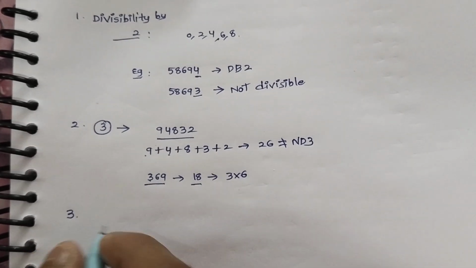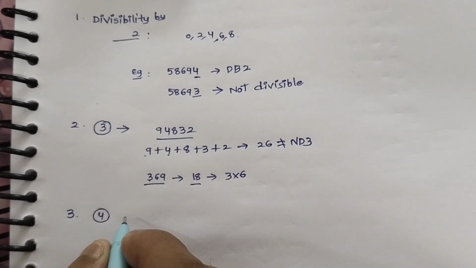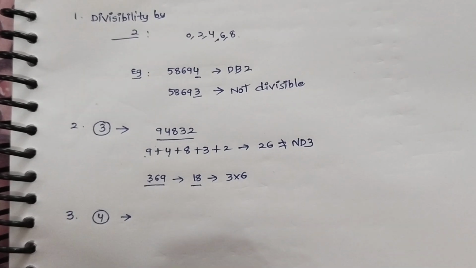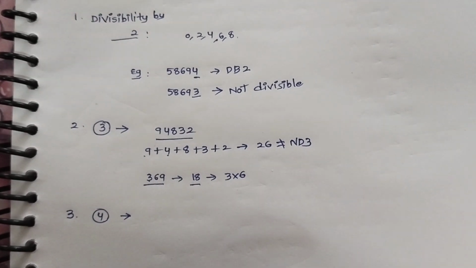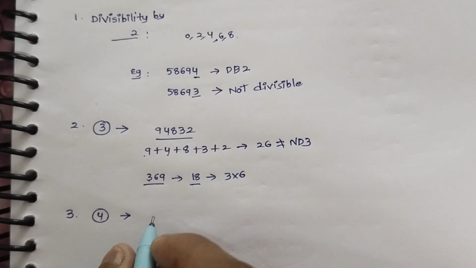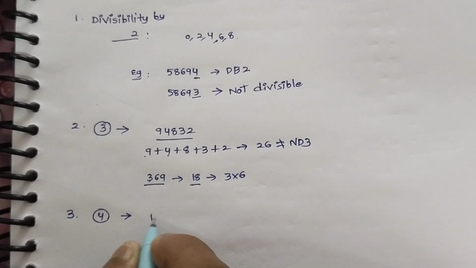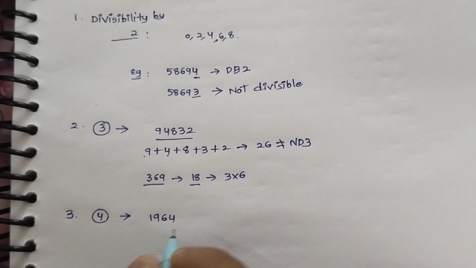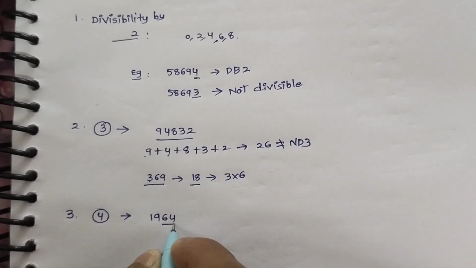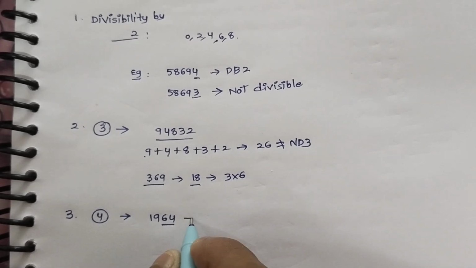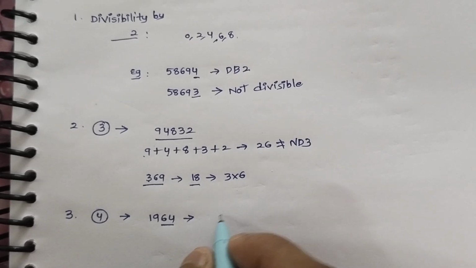Next one, divisibility rule by 4. A number is divisible by 4 only when its last two digits are divisible by 4. Let's take an example, 1964. The last two digits are 64, which is 16 times 4. So it is divisible by 4.